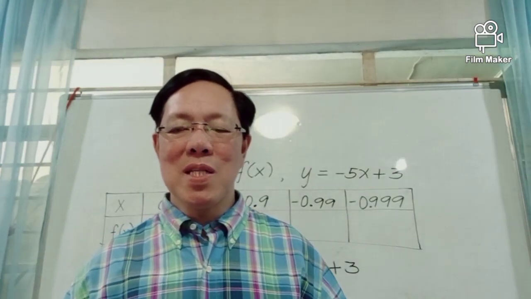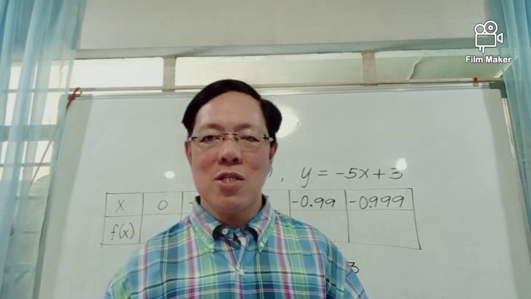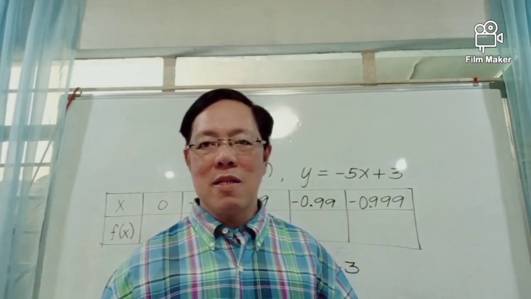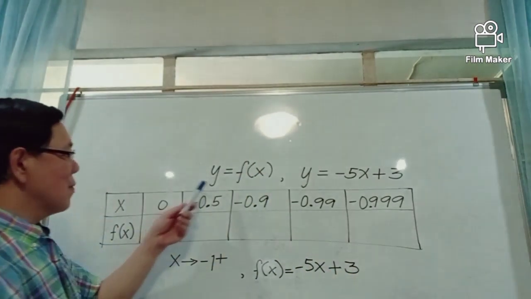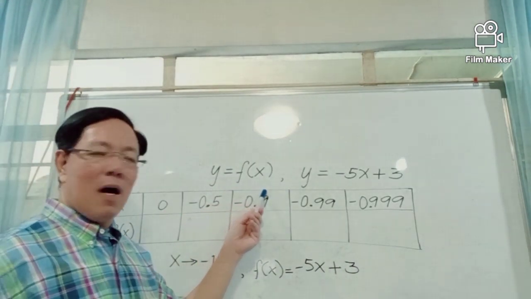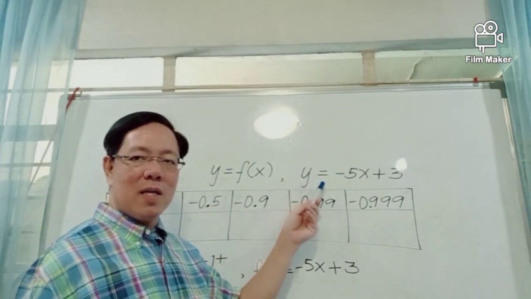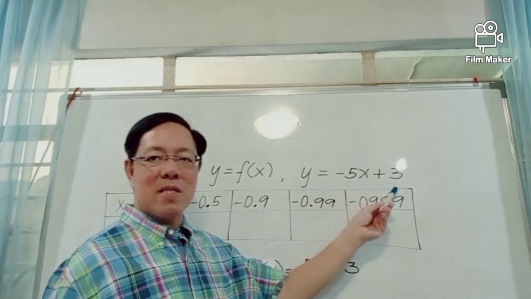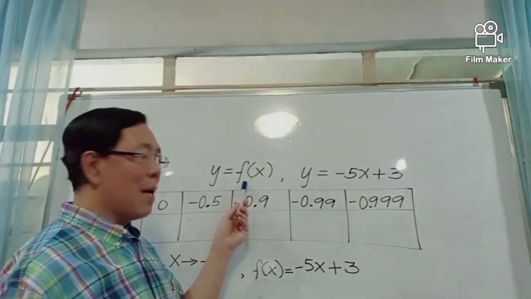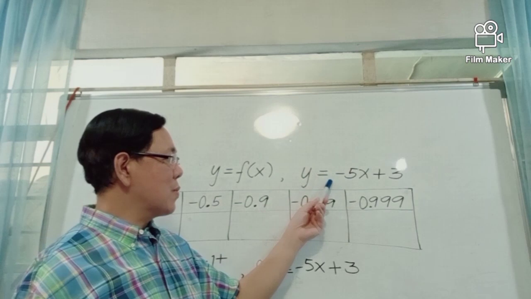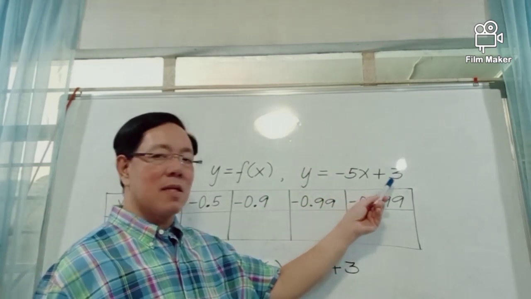We proceed with the first part of our investigation. We consider again the same function, y equals f of x. Our given function is y equals negative 5x plus 3, where f of x is equal to negative 5x plus 3.